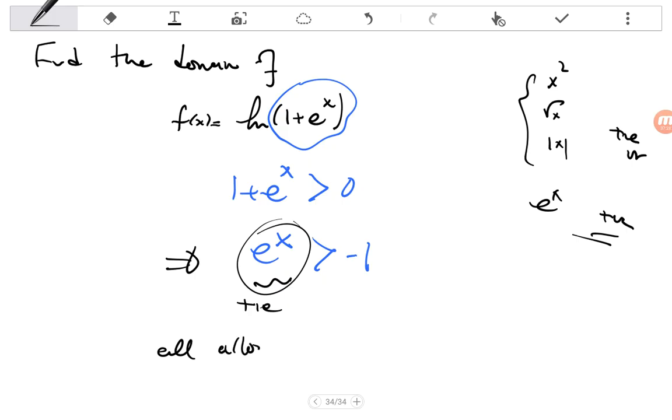All allowed values of x, which in this case is just R. So the domain of this function is just R. Why? Because what is inside the ln, you are assured that it would be positive. This is a positive number and this is a positive number, and adding positive numbers to each other will just give me a positive number, and it will never be negative.